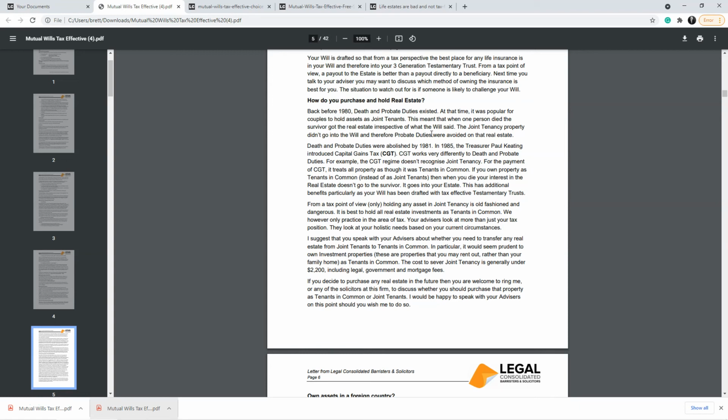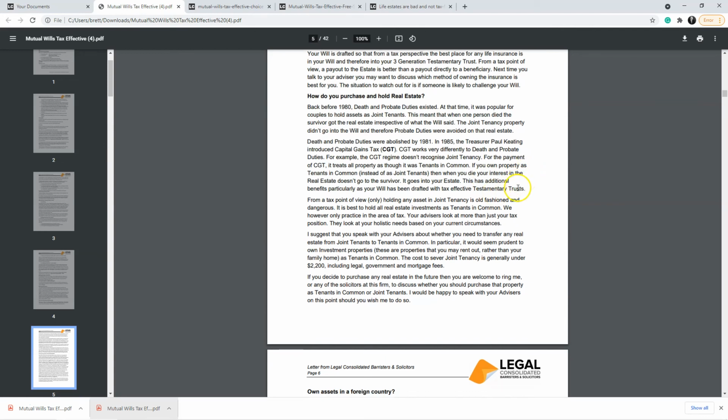So every bit of property eventually becomes subject to capital gains tax regime other than your family home, and you probably should sever the joint tenancy and make it tenants in common. It's in the letter. Just telephone us and we'll help you for free, guide you through what you need to do there.